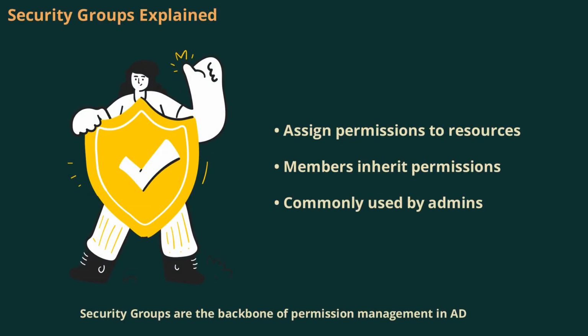Security groups are the backbone of permission management in AD. When you want to control access to files, folders, printers, or other resources, you use security groups. Members of these groups automatically inherit the permissions assigned to the group. For example, if you create a group called HR Folder Access and assign it permissions to the HR shared folder, every member of that group will have access. This makes it easy to manage who can do what within your organization.